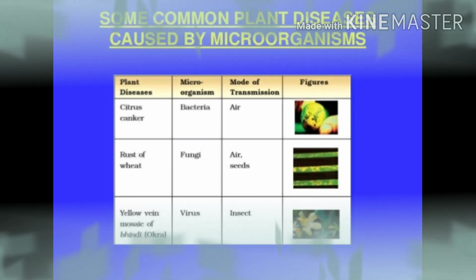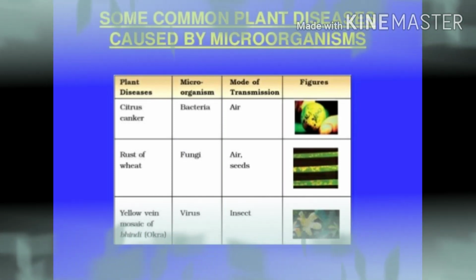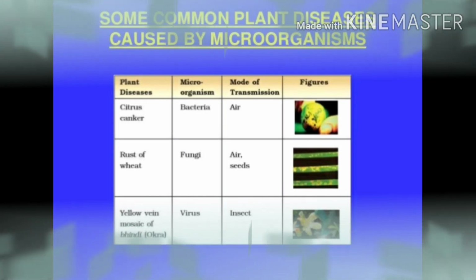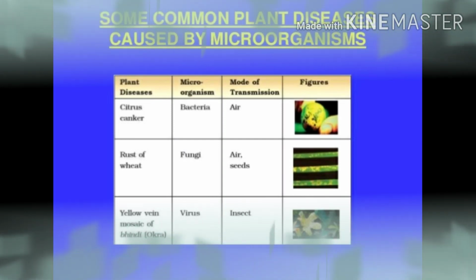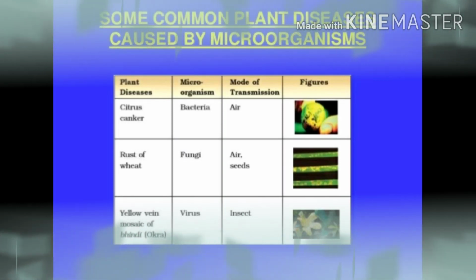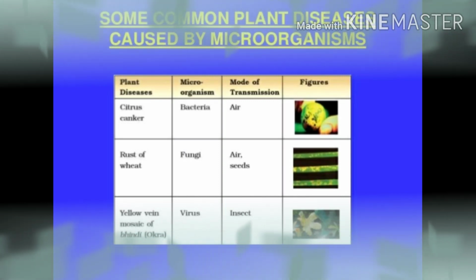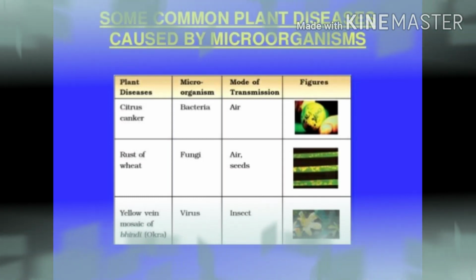Citrus canker is a disease affecting citrus species like lemon, orange, etc., caused by the bacterium Xanthomonas. Rust of wheat is a fungal disease that affects wheat and barley grains. Next, yellow vein mosaic of bhindi or okra is a viral disease. So far we have discussed three diseases: citrus canker, rust of wheat, and yellow vein mosaic of bhindi. These are common plant diseases caused by microorganisms.